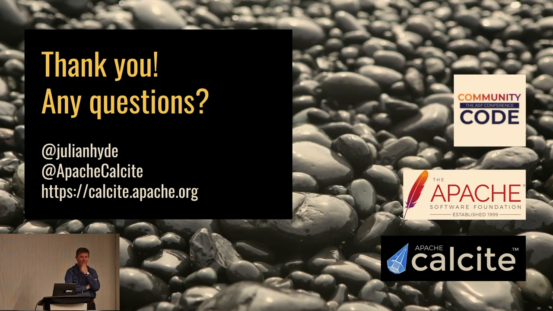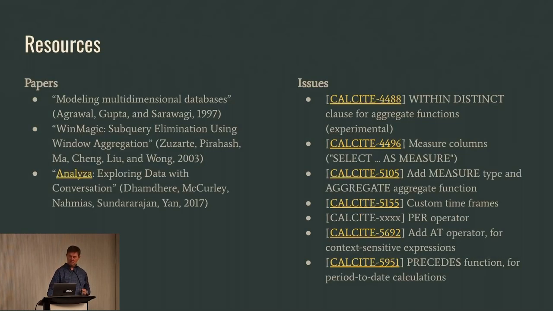What have you built? How far along this journey have you gone? So here we go, Jira cases, 4496. I'm working on 4496. 4488 is done already. I've written the specification for 5692, the at operator.